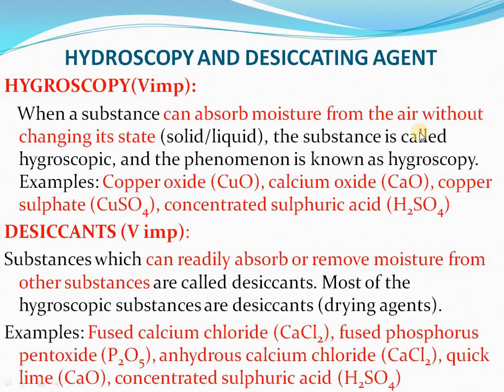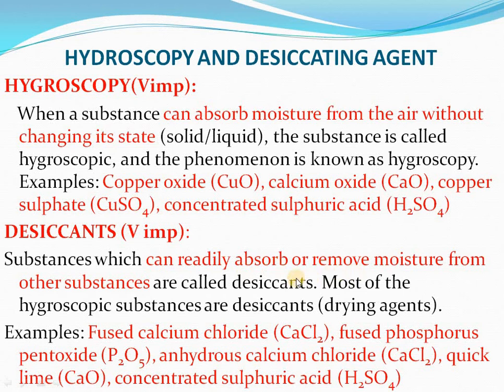Okay. So next is hygroscopy and desiccating agent. Hygroscopy: it can absorb moisture from the air without changing its state. So this is the difference between hygroscopy and deliquescence. In deliquescence a state change was there, and here there is no state change. Examples are copper oxide, calcium oxide, copper sulfate, concentrated sulfuric acid.